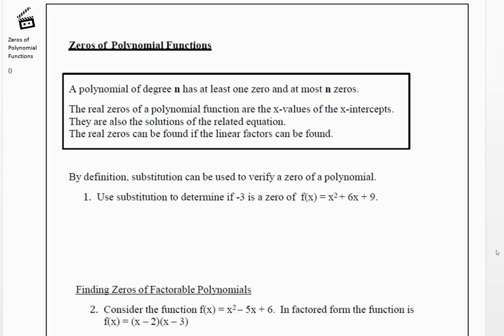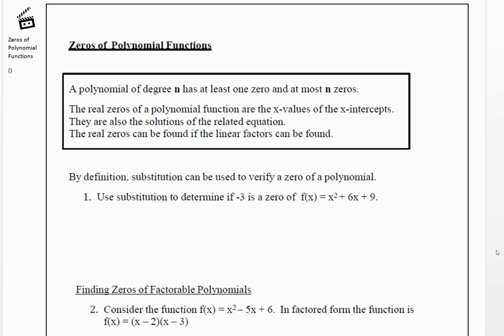Now, one of the big things we're going to use to end up graphing polynomials is their zeros, where they cross the x-axis. Okay, so first you should know that a polynomial of degree n always has at least one zero and at most n zeros. Okay, and we'll talk about that a little bit more later too.